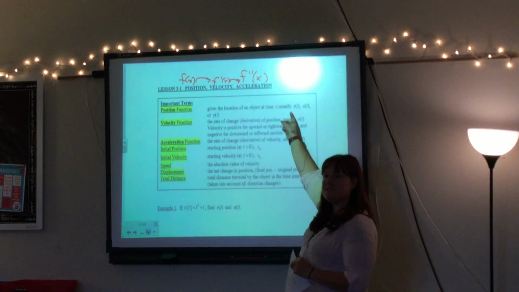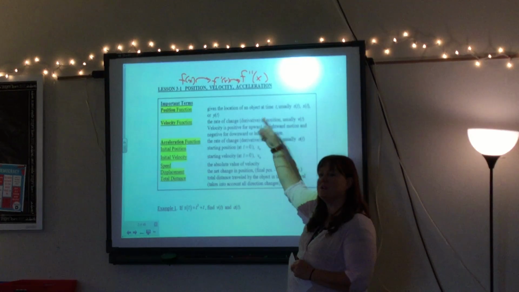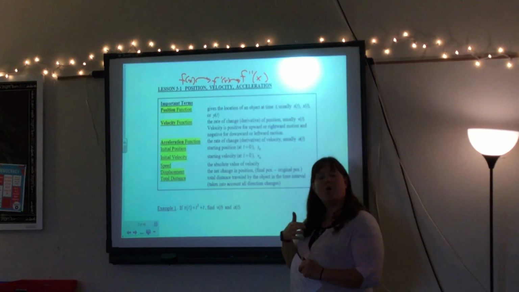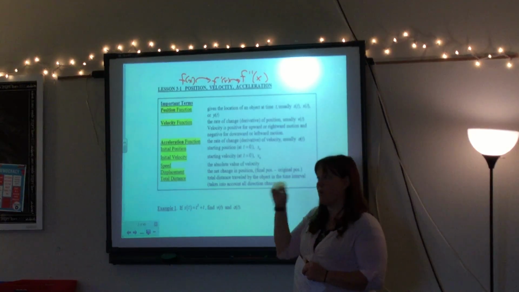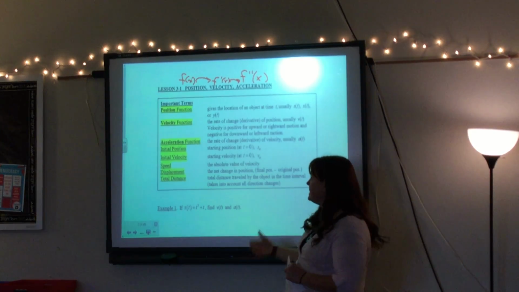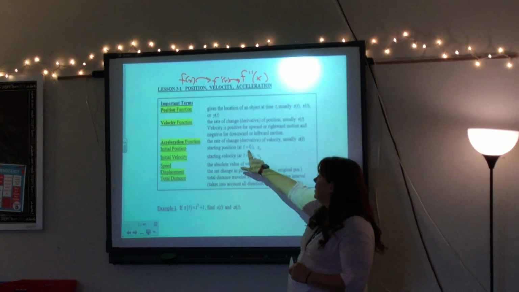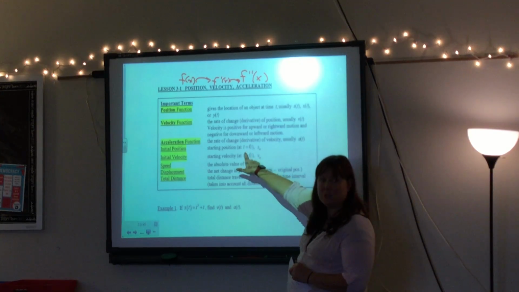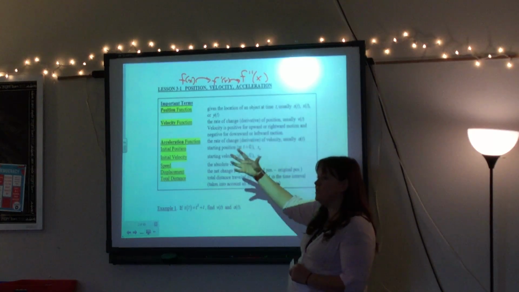A lot of times, instead of writing f of x, we're going to see things like s of t, x of t, y of t. We're going to see things like that because when we're talking about position, velocity, and acceleration, we're talking about time, right? We're putting a time in there to find out how fast it's going at that time, how much it's accelerating at that time, or just where it is at that time. So our initial position would be at t equals 0, right? At time equals 0, that's where we start. So if you put t equals 0 into your original function, it will tell you your initial position.